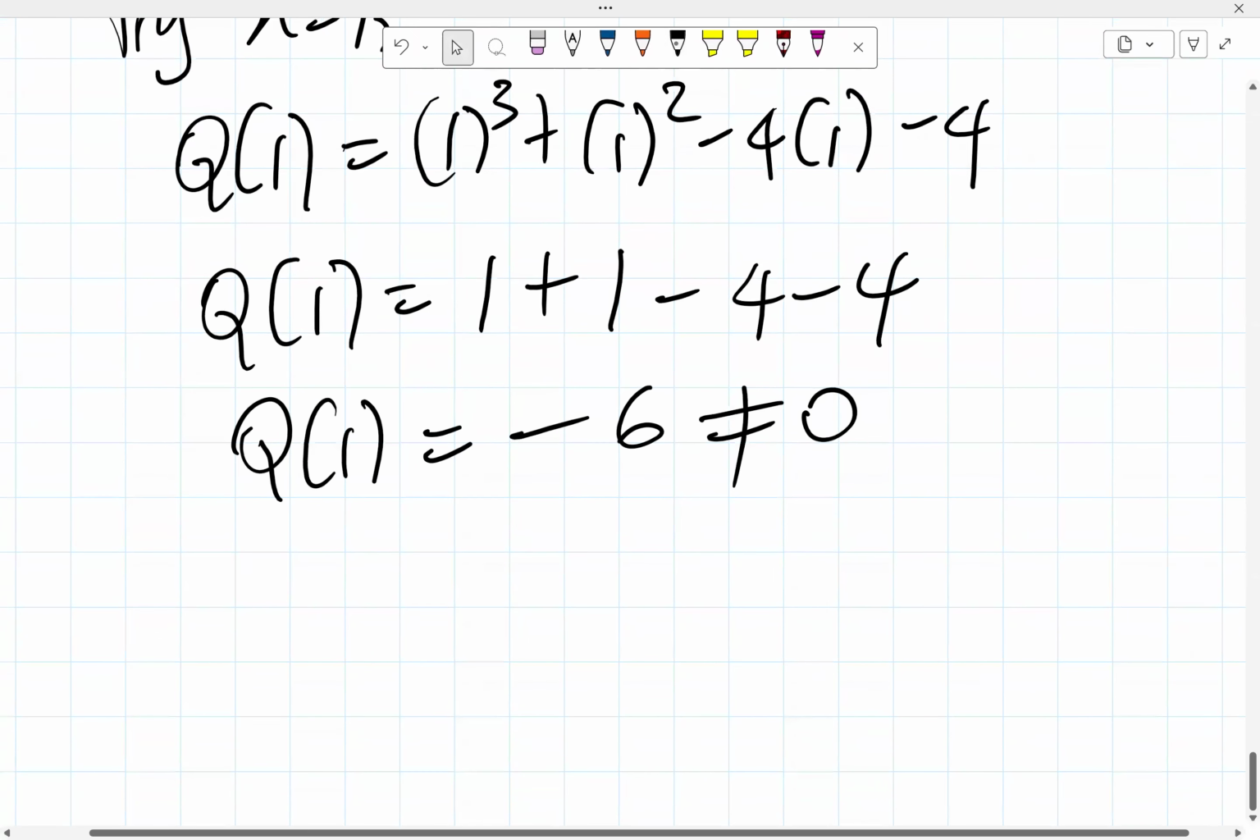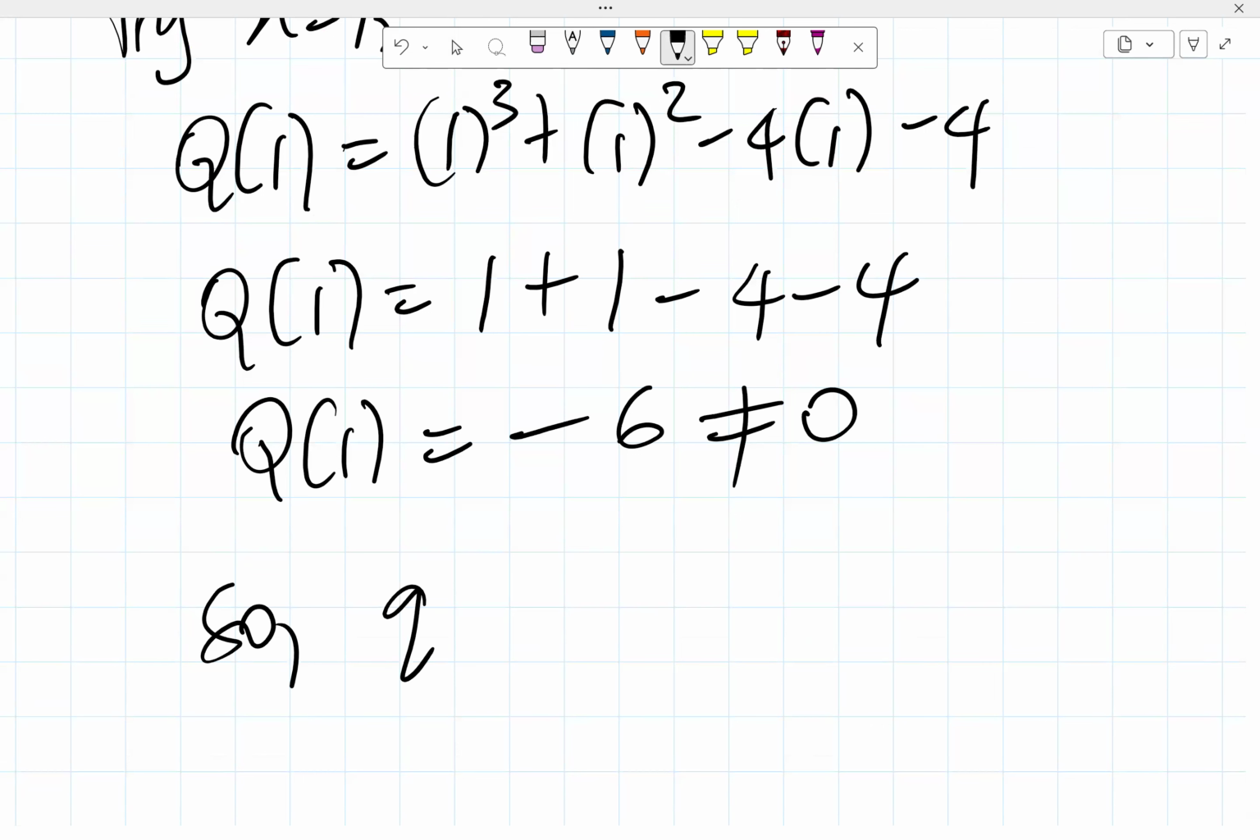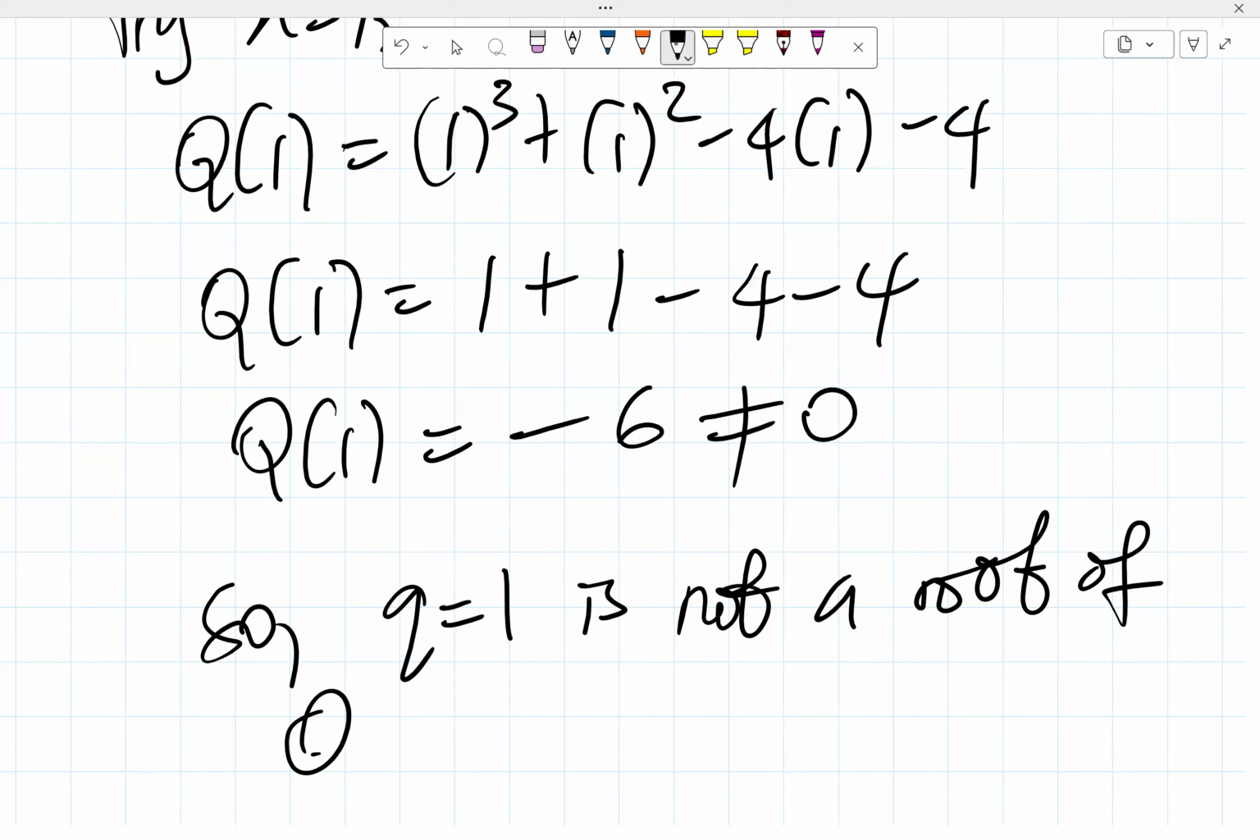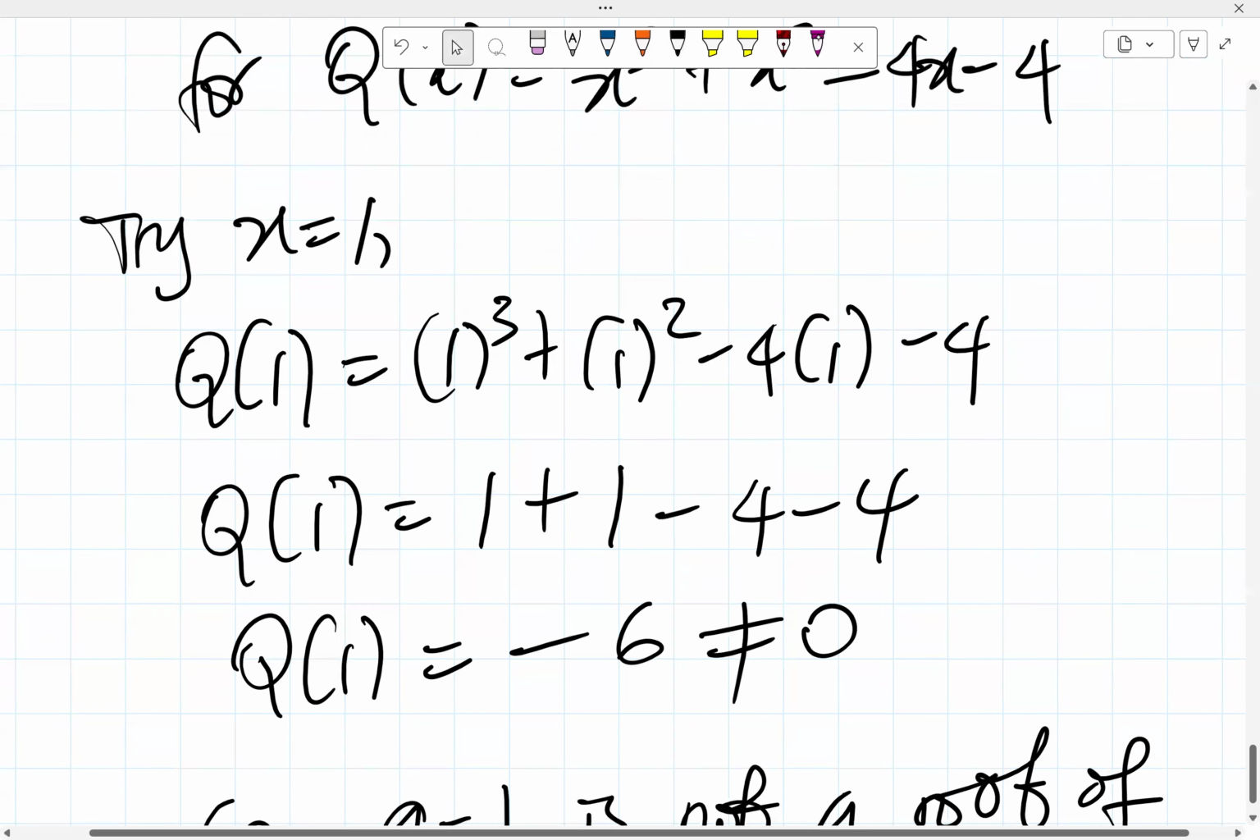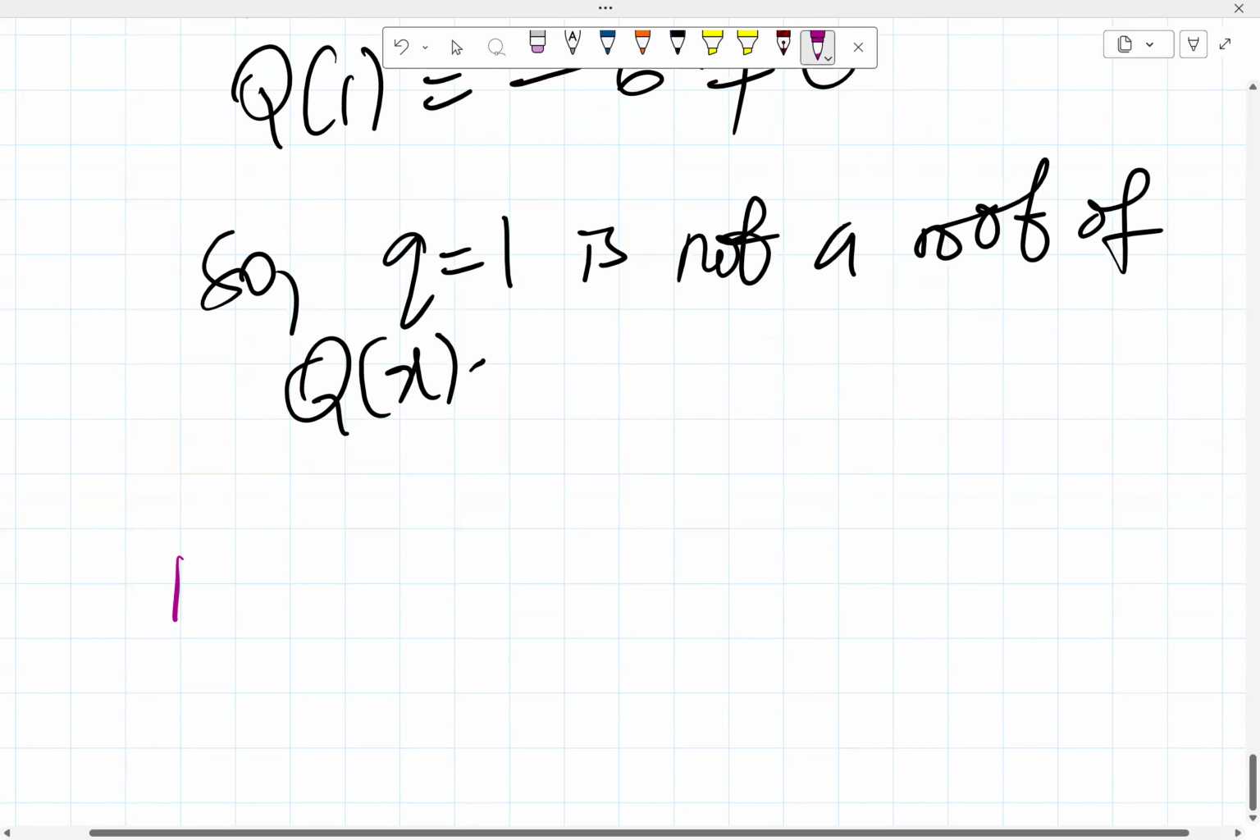What does that tell us? So x equals 1 is not a root of q of x. So it is not a root of q of x. So we can go ahead and try another one. So we can try x equals minus 1.